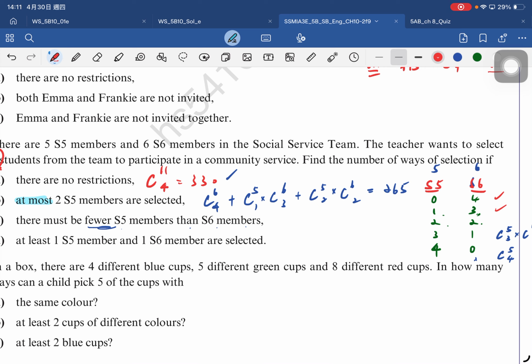So you can do it. Or you can use the previous one, because for the previous one, you have considered these 4 cases. You can use the total number minus these 2 cases.